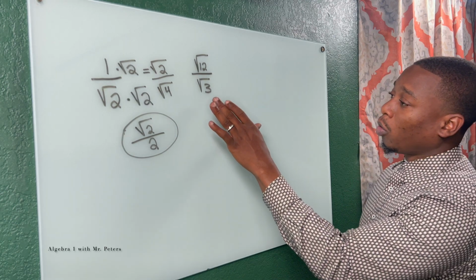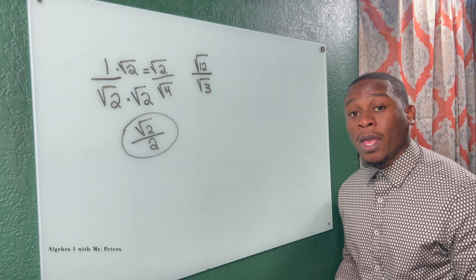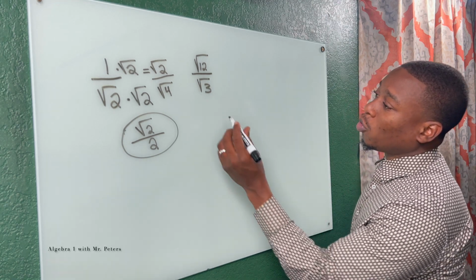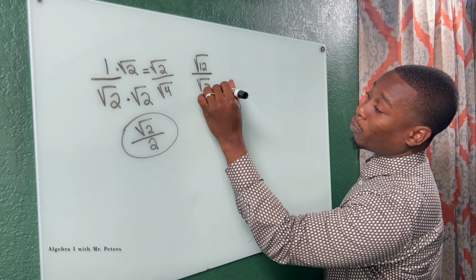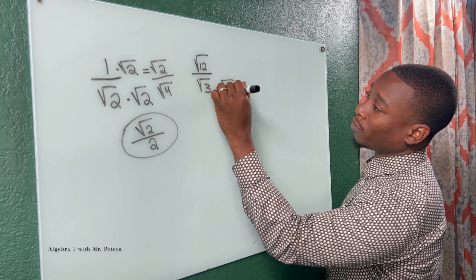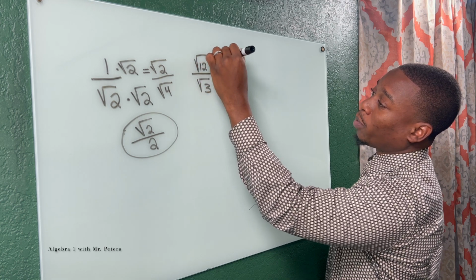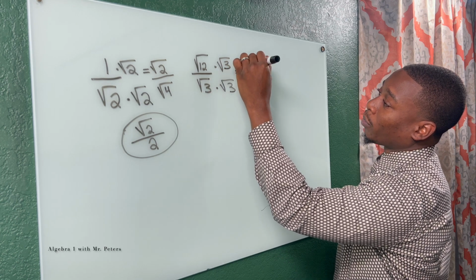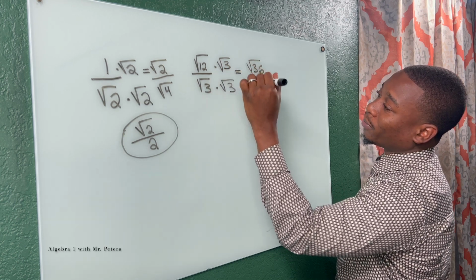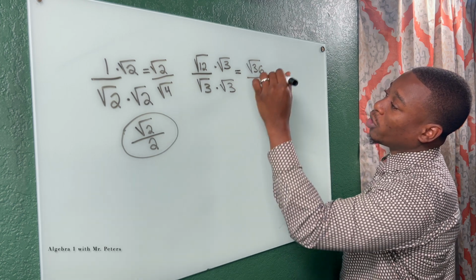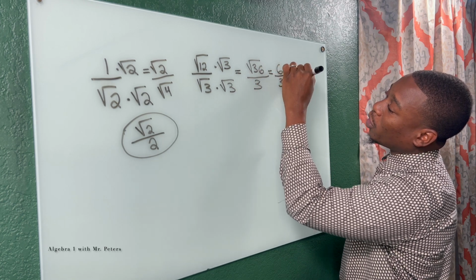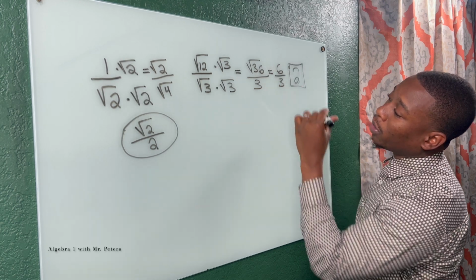Now we go to the second example, right? And understand, math family, I'm going to be switching between the first 2 methods. So when we go to this method, the second problem, we do the same thing. Multiply by radical 3, we get radical 36 over 3. Once we simplify, we get 6 over 3, which is just equal to 2.